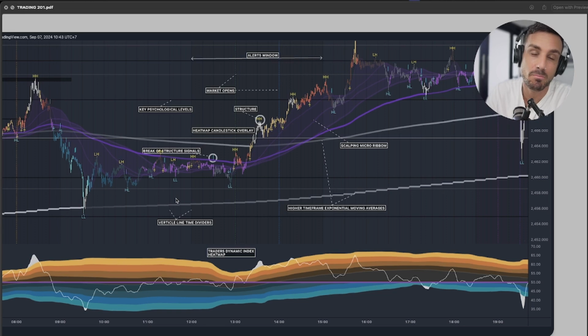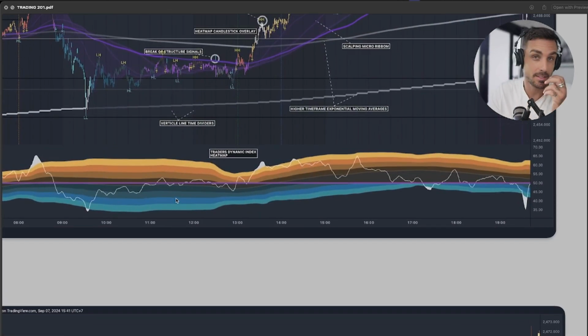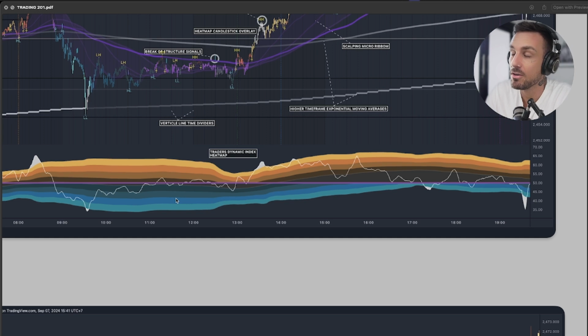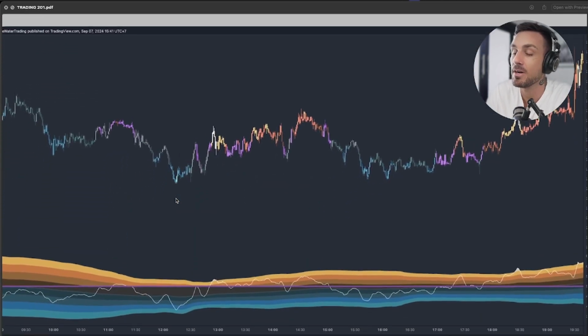Everything is about context, and being able to apply context to your charts is critical. Are we in a bigger uptrend? Where are we relative to previous price action? Where are we relative to psychological levels? Where are we relative to price structure? These are all important things to keep in mind as we make decisions in the market.